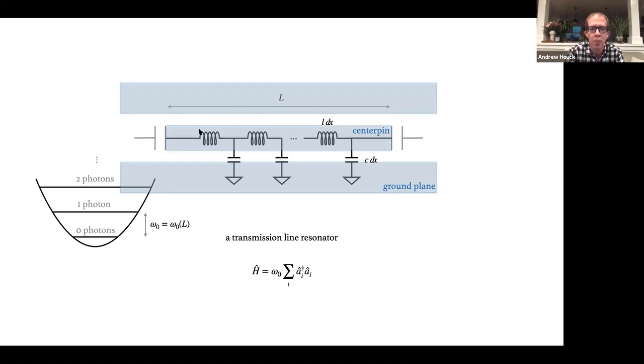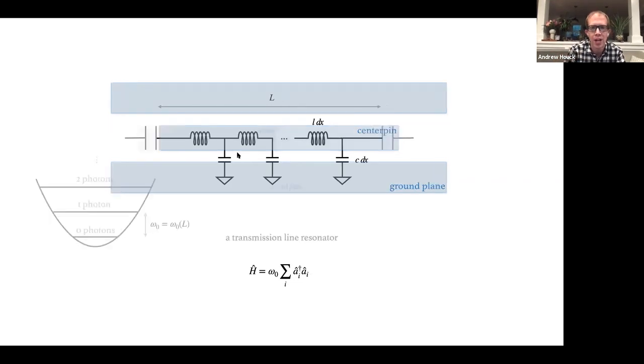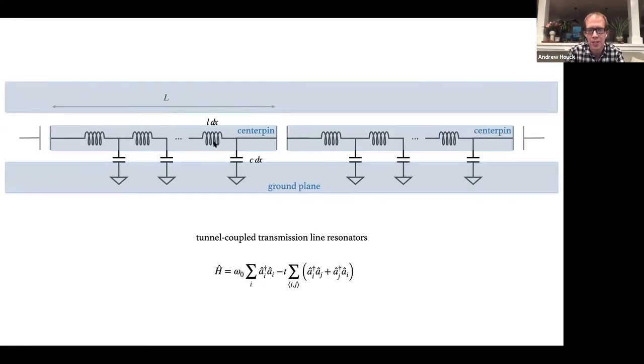Typically, we have these coplanar waveguide resonators, which have a center pin in the middle. This is something that's like half a wavelength long. These capacitors you can think of as mirrors, and you can think of this as a Fabry-Perot style cavity. And if we want to have two cavities or two lattice sites for our photons, then we just take two of these coplanar waveguide resonators and we capacitively couple the endpoints. And this is what gives us the hopping.